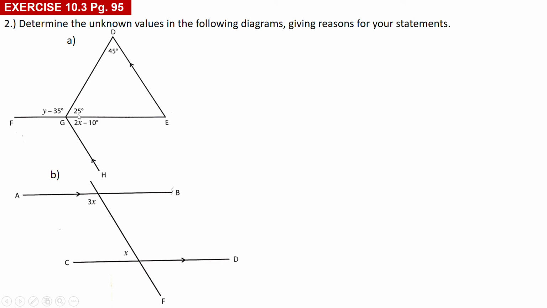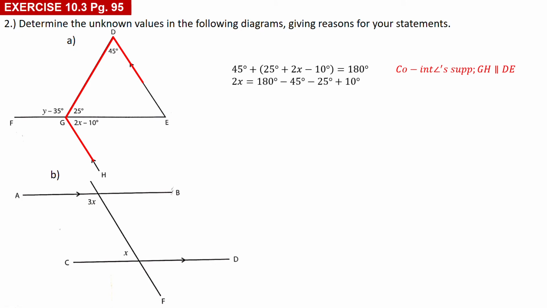So I started here and I said, well, let me try calculate x first. So if I calculate x, I used my U shape, co-interior, add up to 180. So 25 plus 2x minus 10, so this part here, plus the 45 must add up to 180. And if you solve that now, you're going to find that 2x is equal to 120, divide through by 2, and x is equal to 60.